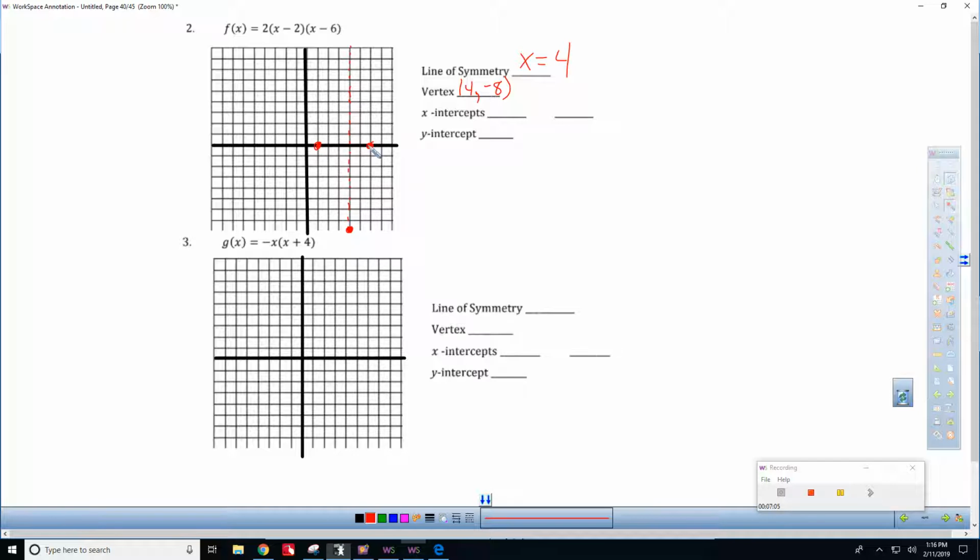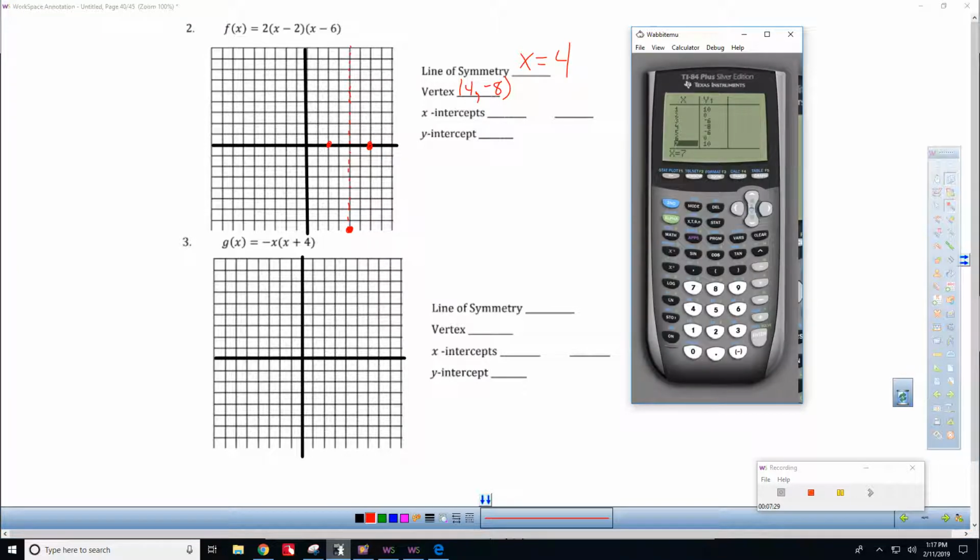Uh-oh. That's 1, you idiot. Well, good, because it didn't look right. Oh, no. Oh gosh darn it, this is so frustrating. 2, 0, and 6, 0. There we go. Okay. Well, let's just go back to the graphing calculator to get two other points.